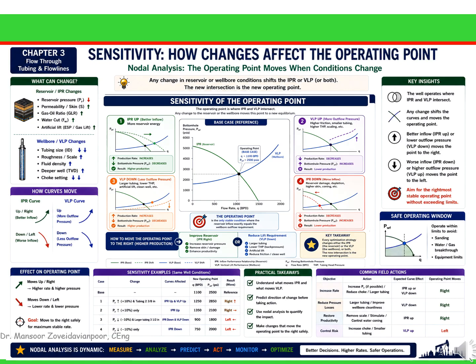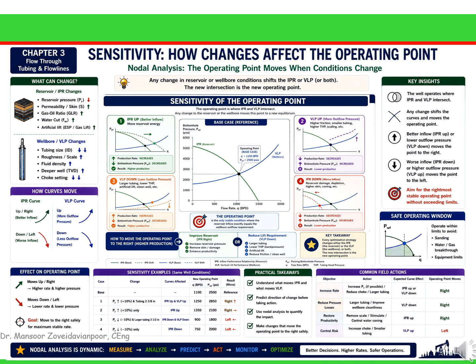Notice what happens on this slide. Improving reservoir inflow shifts the IPR curve and increases production. Reducing lift requirements shifts the VLP curve downward and achieves the same result. On the other hand, reservoir depletion, higher tubing head pressure, scale, or a smaller tubing size move the operating point to the left, reducing production. The direction of movement immediately tells us whether the well is improving or deteriorating.